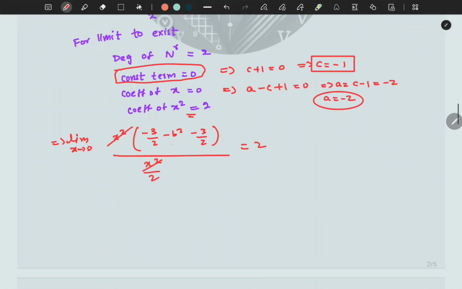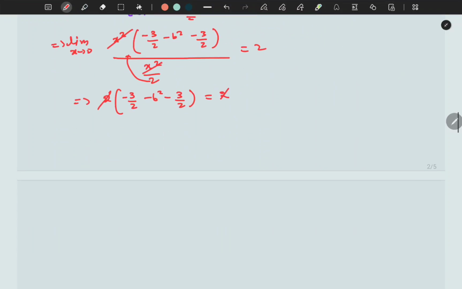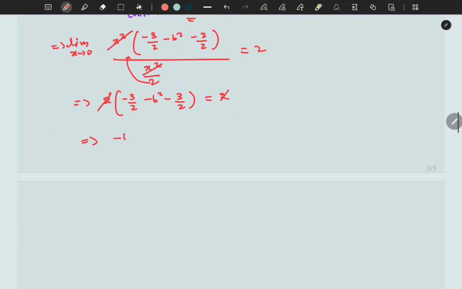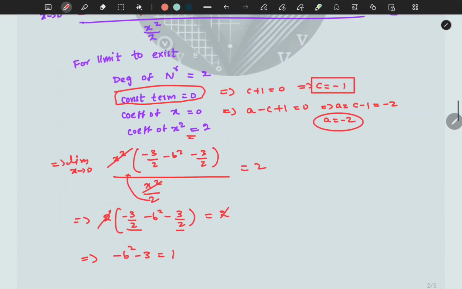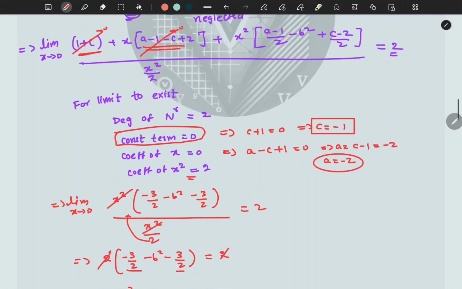Now the coefficient of x square here is this entire term. That means now we get 2 times (minus 3 by 2 minus b square minus 3 by 2) should be equal to 2. This 2 jumps to the numerator, right? Now this gets cancelled. So ultimately we can write minus b square minus 3 by 2 minus 3 by 2 is minus 3. That should be equal to 1. That means ultimately we can write, did we make any mistake? One minute, let me just cross check.